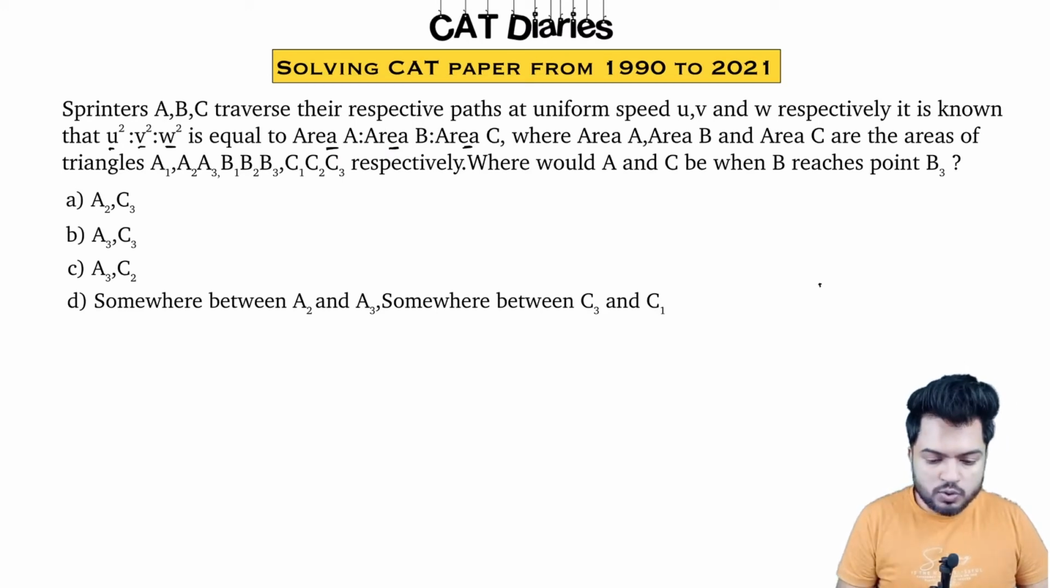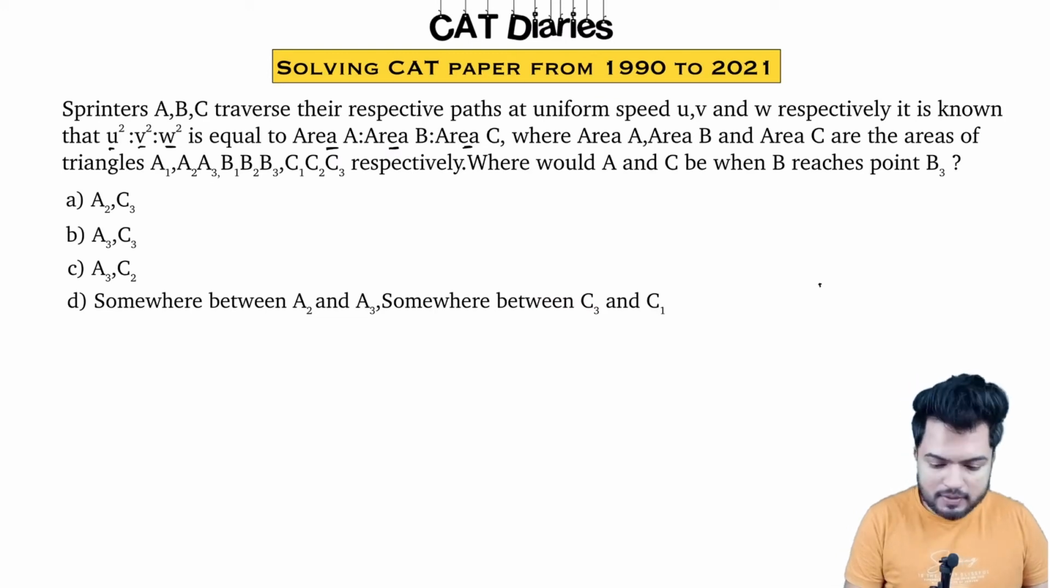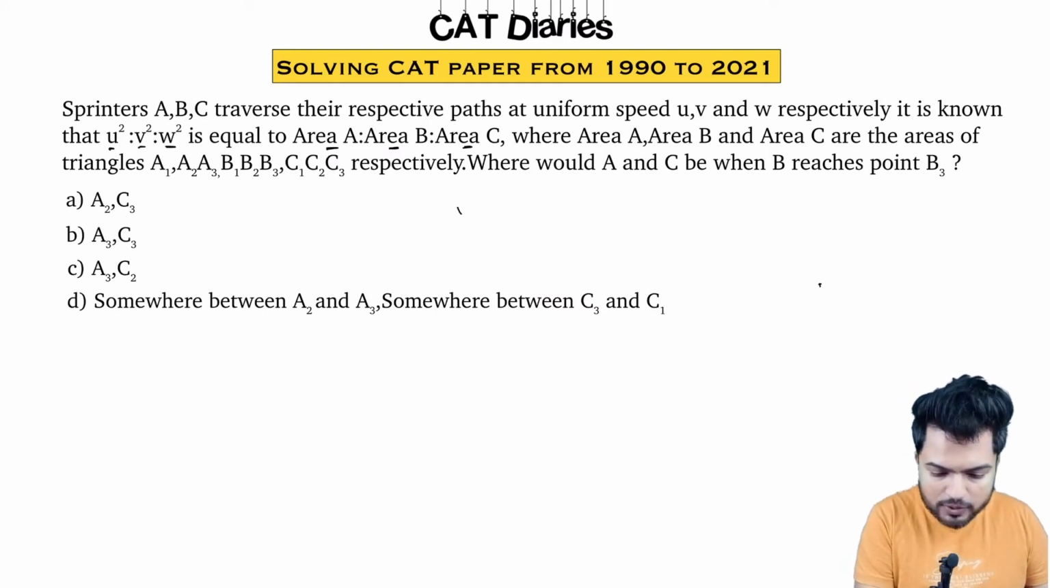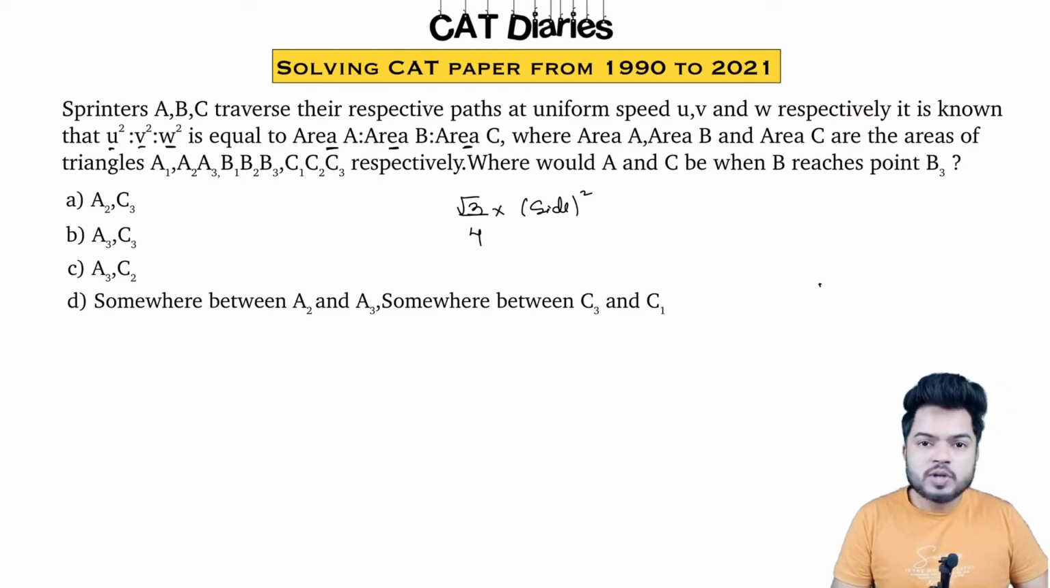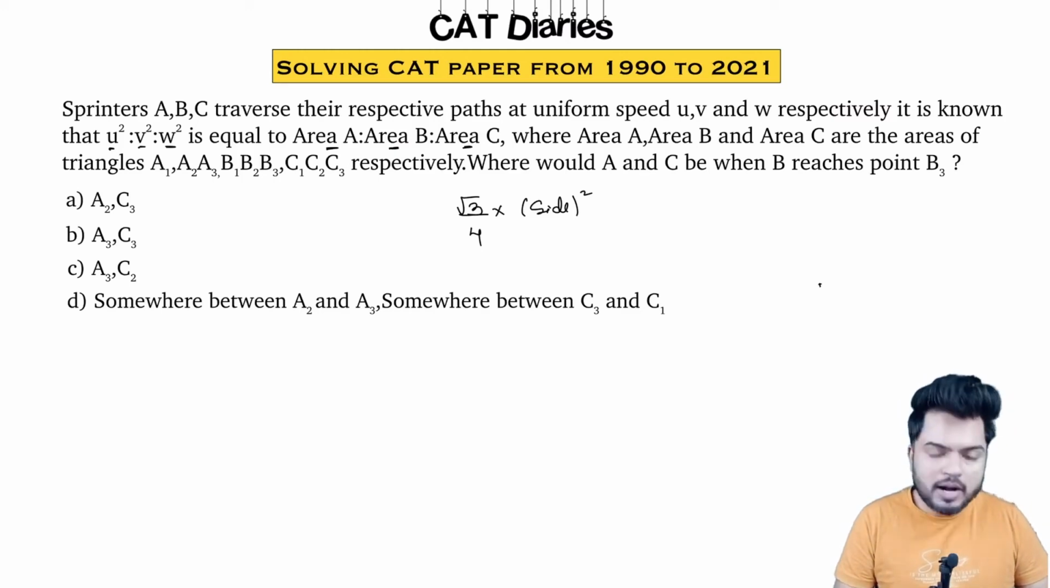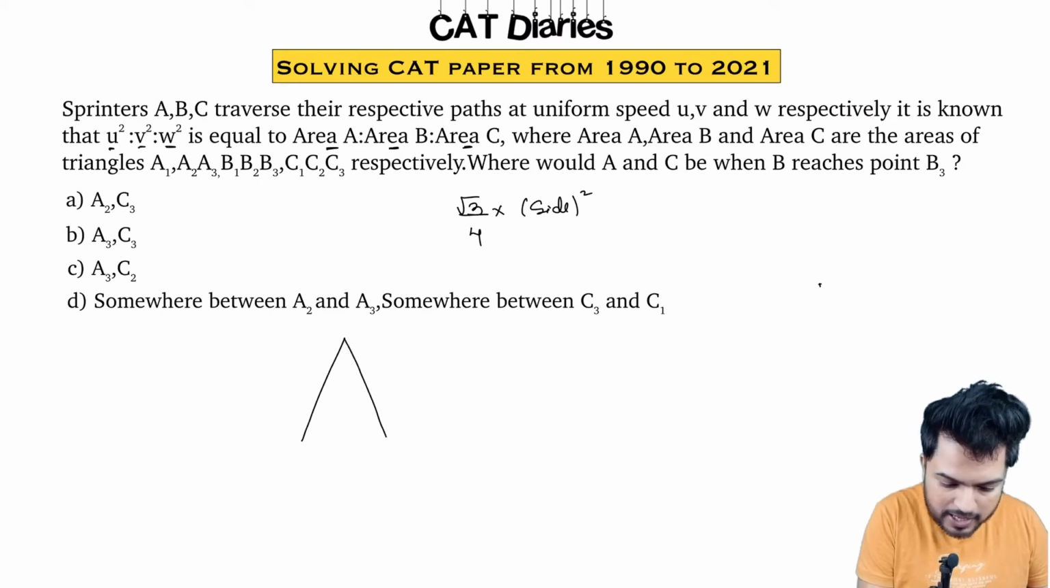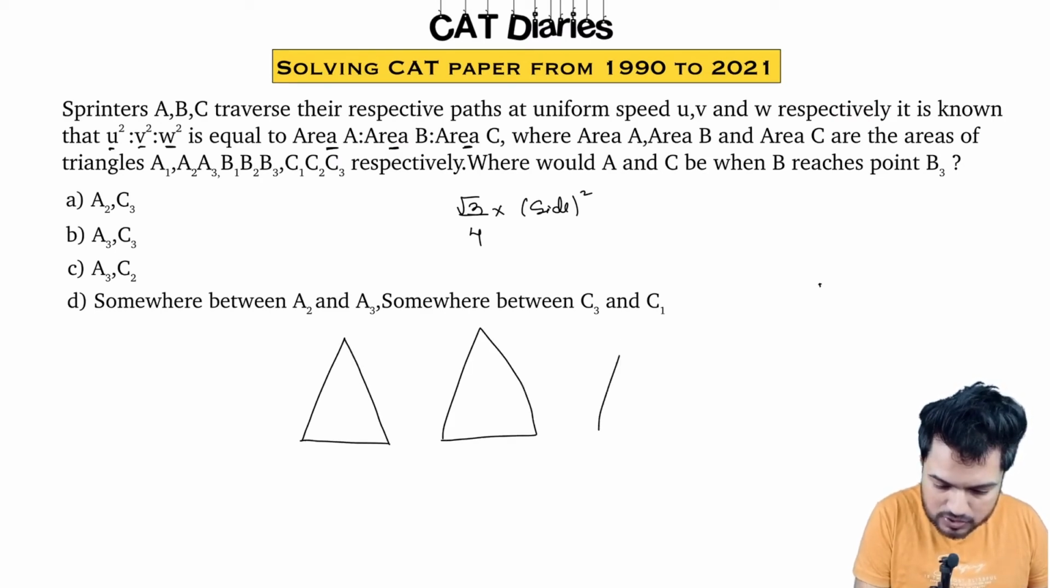Okay, so what could be their path? How are they running? This can happen. What do you know about equilateral triangle? The area of the equilateral triangle is square root of 3 by 4 into side square, right? So their area is equal to some square. That is where you will have to think that they are traveling across a path which is an equilateral triangle. So even A is traveling across this equilateral triangle, B is traveling across this, and C is traveling across this.